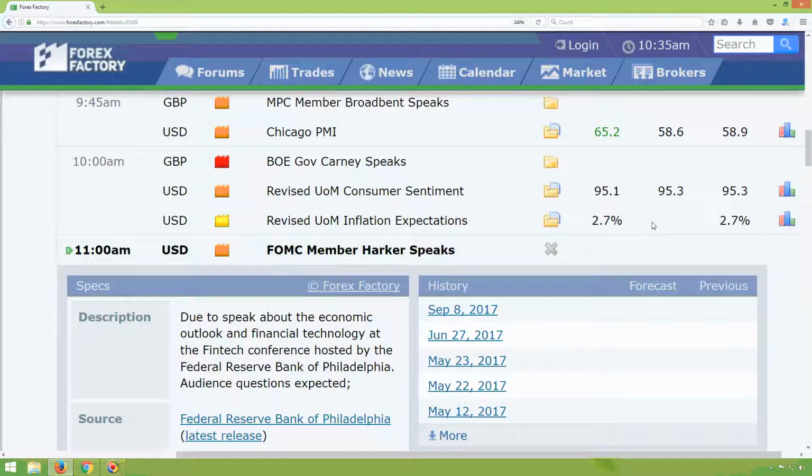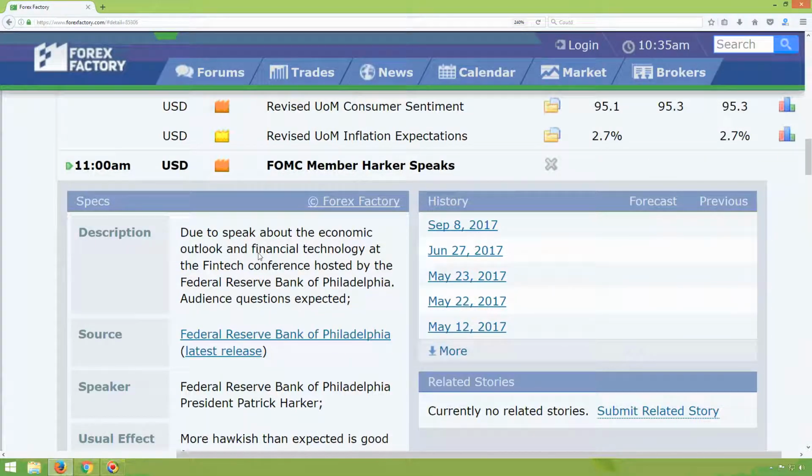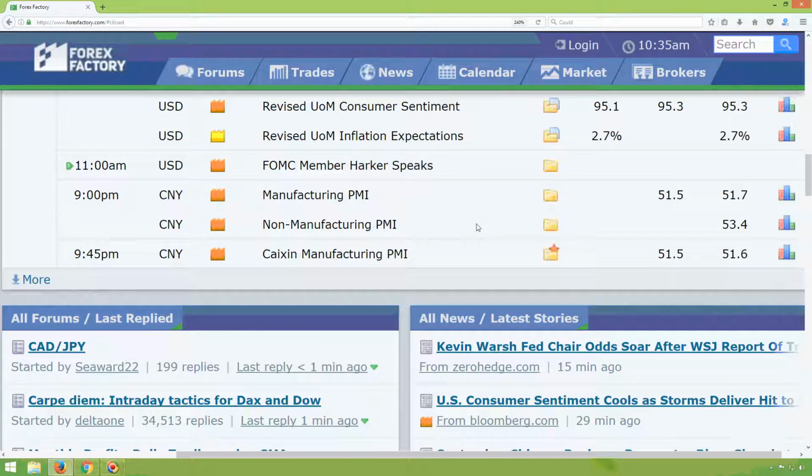If you want to find out more details, then you simply click the Details tab, and then you can find out that this guy is due to speak about the economic outlook and financial technology at the FinTech conference hosted by the Federal Reserve Bank of Philadelphia. Audience questions expected, and you don't know what will be asked, and you won't know what the answers will be. It may move the market, or it may move the dollar. It is highlighted here with the orange colour, which is fairly important, so it matters for the overall FX market.